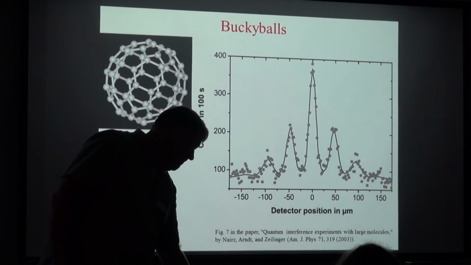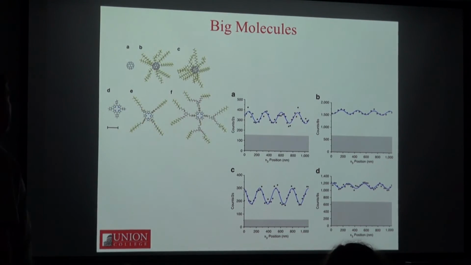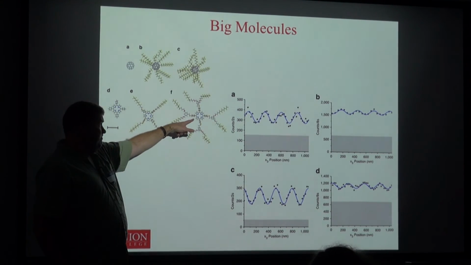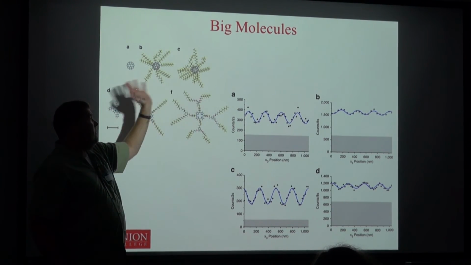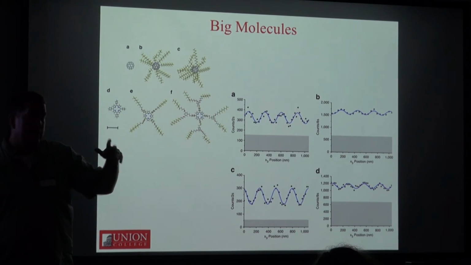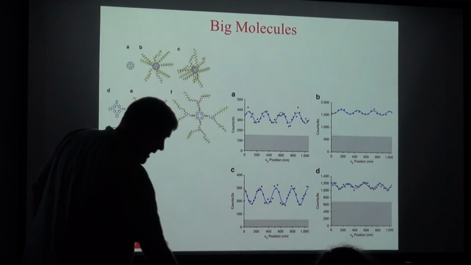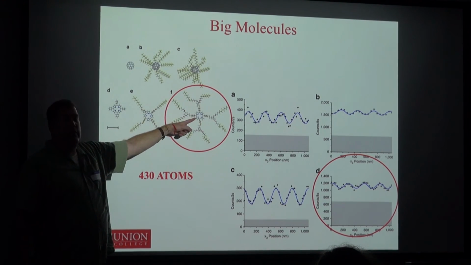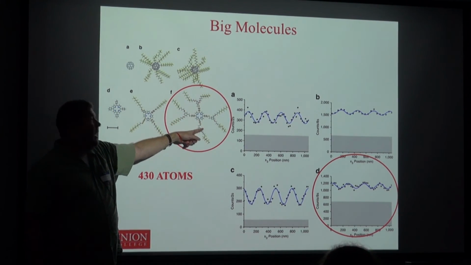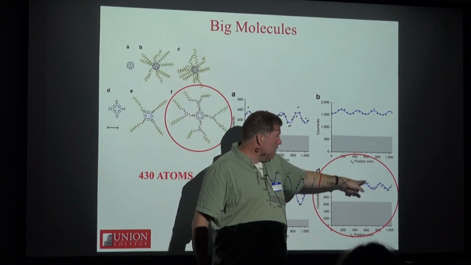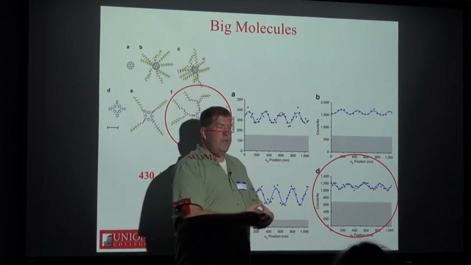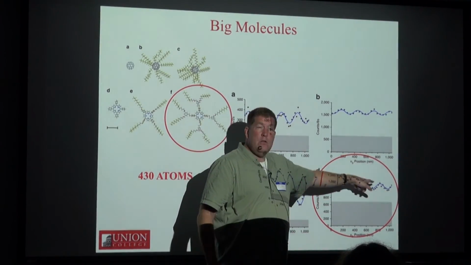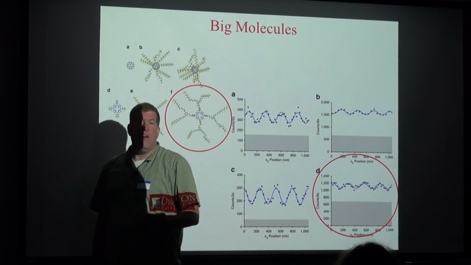People can do even better than that. This is doing interference of very big molecules. I don't even know what the names of these things are. They're some unpronounceable chemical thing. What I can tell you is that this one right here has 430 atoms in it. And it produces a signal when they send it through a diffraction grating. It produces a signal that looks like this, that has this wavy stuff happening.